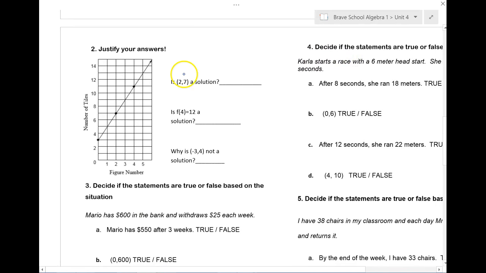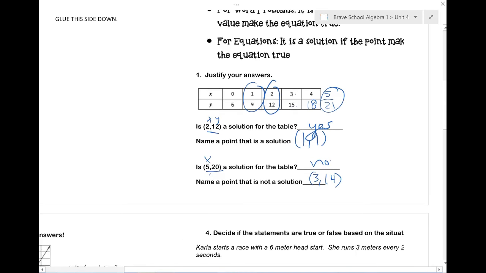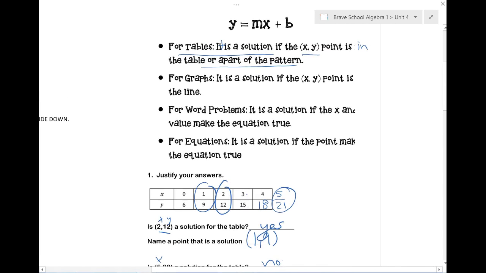Okay, the next one, you're going to get a graph. And with graphs, go back up here to the first page. For graphs, it is a solution if the xy point or coordinate is, I should say, on. I think this just got cut off. And actually that is on your sheet. It's cut off on my paper here. Is if it's on the line. So if that point's on the line, it is a solution.